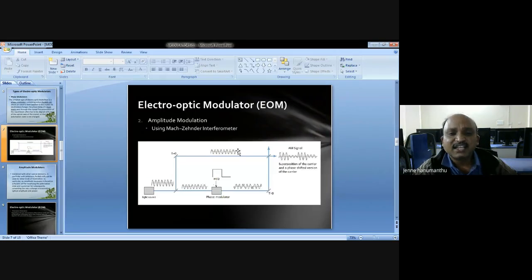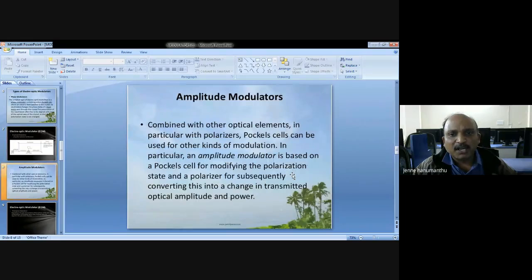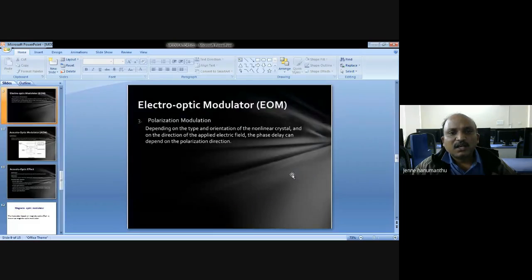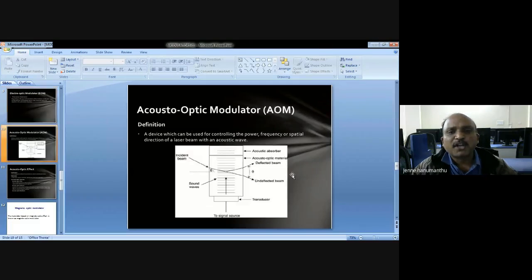This arrangement was devised by a scientist named Mach Zehnder. It is also called the Mach Zehnder interferometer. That person derived this relation, how to get phase modulation with this electro-optic modulator. And this is about the electro-optic modulator, right? And we can also change polarizations. Polarizations also we can change.